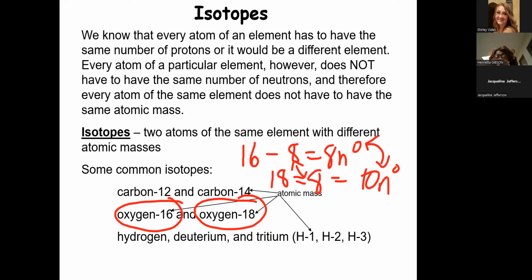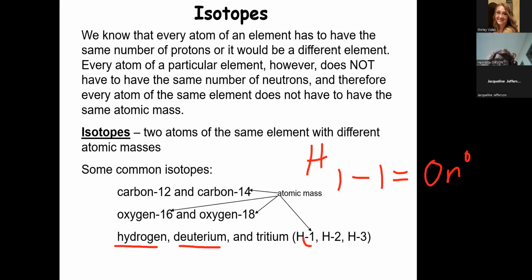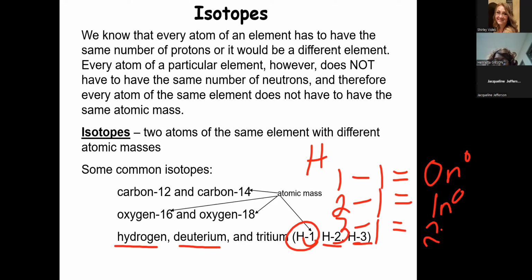Okay, so the next one is hydrogen. Just so that you know, hydrogen is the only element that has no neutrons as a normal element, because the atomic mass is 1 and the atomic number is 1. That means you have 0 neutrons. For deuterium, 2 minus 1 means you have 1 neutron. And then you have 3, so 3 minus 1 equals 2. You have 2 neutrons on that one.